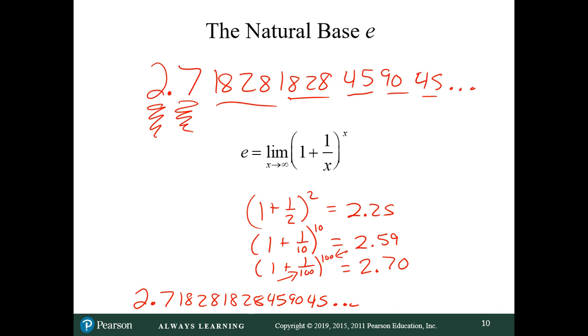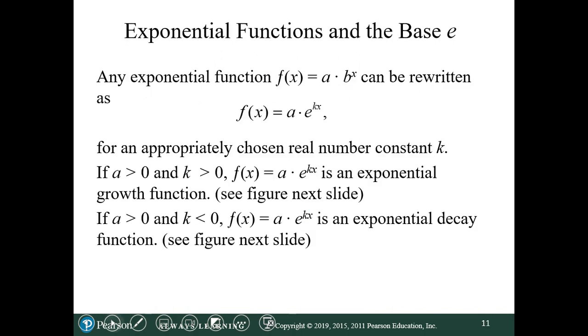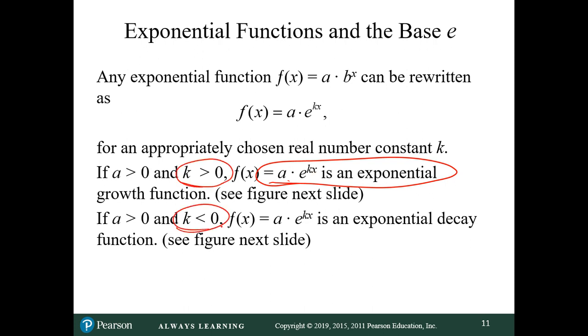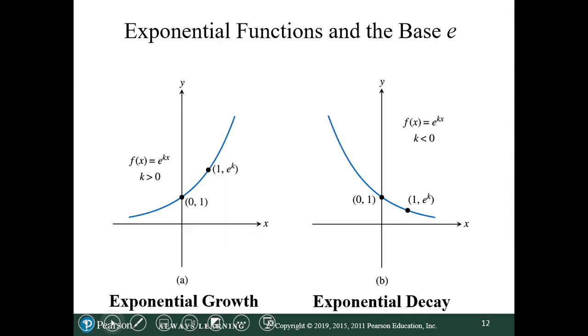Does anybody have a bank account? Well, interest, if it's compounded continuously, uses the number e. So this is exponential growth when e is involved, where if k is bigger than zero, it's going to grow. If k is less than zero, it's going to get smaller. Okay? So we'll see some of that today. So, exponential growth, exponential decay.